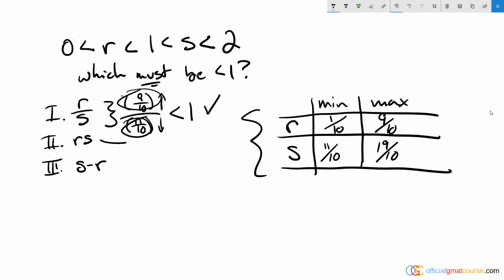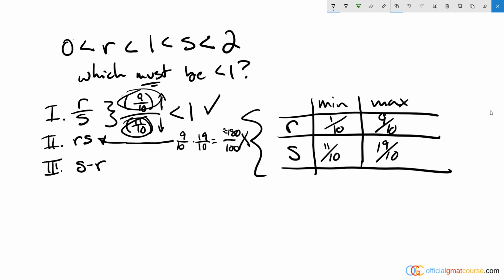The second statement: does R times S have to always be less than 1? In order to maximize this, to try to force it over 1, I'm going to want to maximize both parts of this equation. So I'm going to do 9/10 times 19/10. And what I'll get here is 100 on the bottom and something pretty close to 180 on top, because if it was 9 times 20, I'd end up at 180. We could actually solve it out, but I'm just showing that we can do some rough math here, and it's definitely greater than 1. So this does not have to always be less than 1.